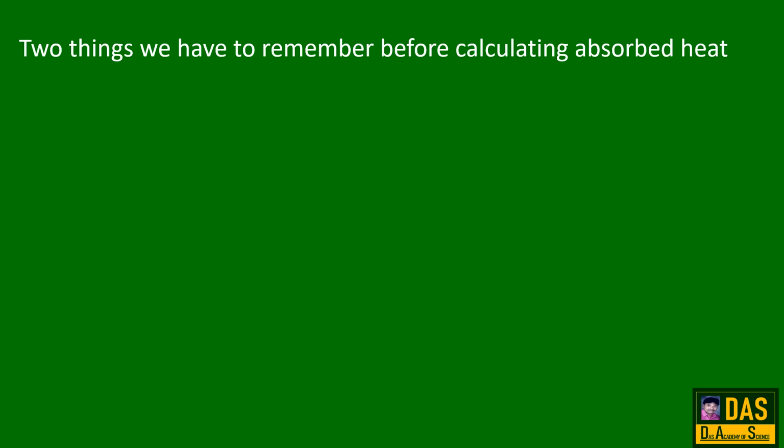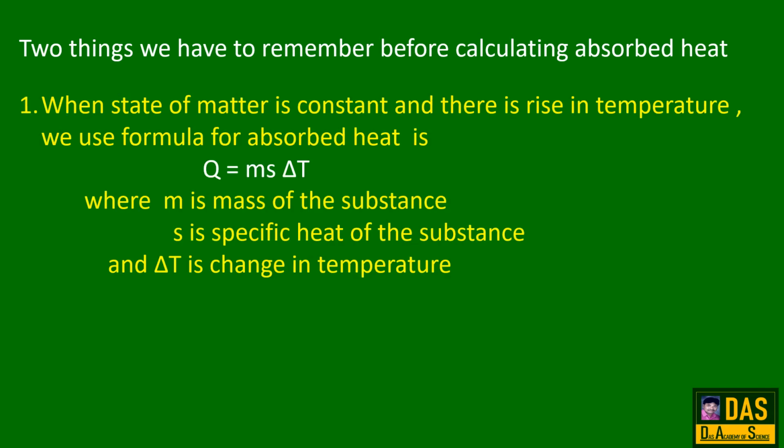Two things we have to remember before calculating absorbed heat. First one is, when the state of matter is constant and there is a rise in temperature, we use the formula for absorbed heat Q equal to m s delta T, where m is mass of the substance, S is specific heat of the substance, and delta T is change in temperature.